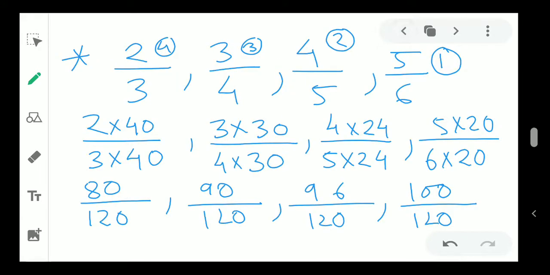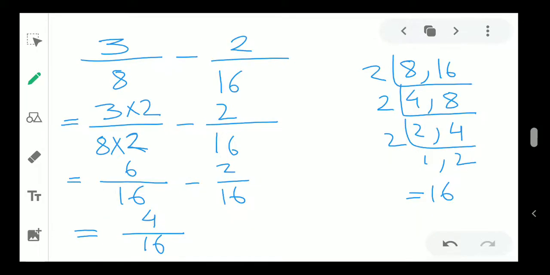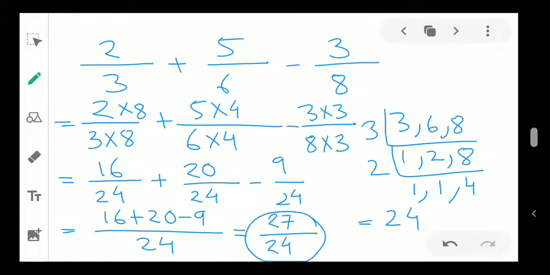Okay, so this is the way of comparing, adding and subtraction. In all of the ways the same thing is the same. You have to do LCM, then you have to make the denominator same, and keep in mind that you just have to multiply the same thing up and down.